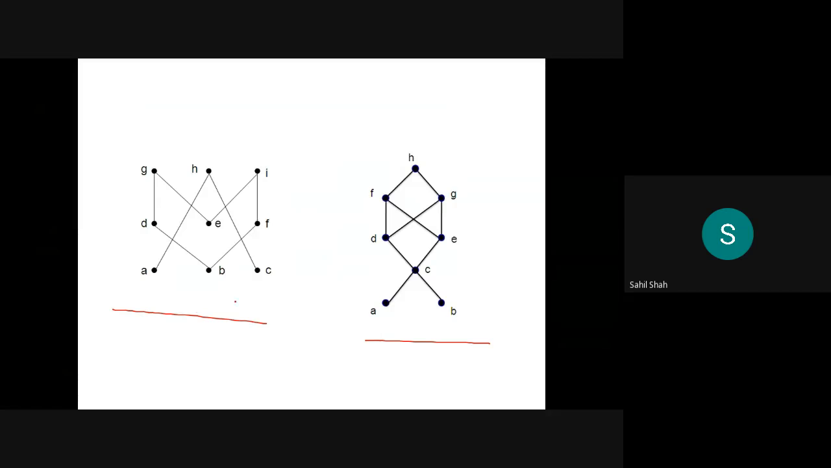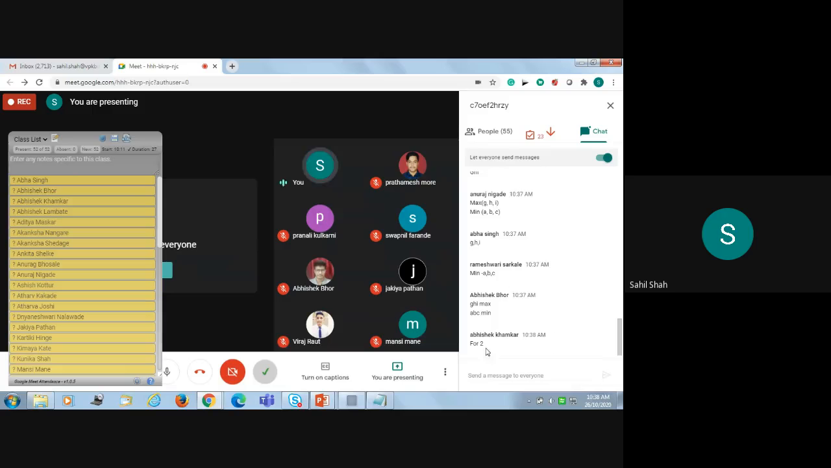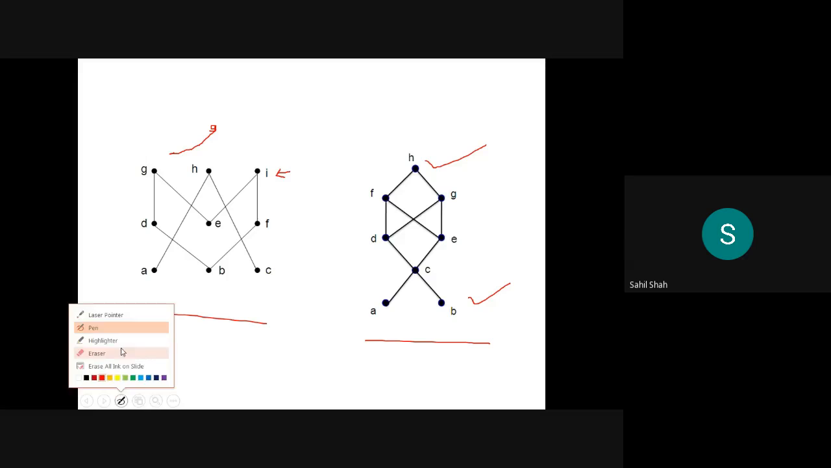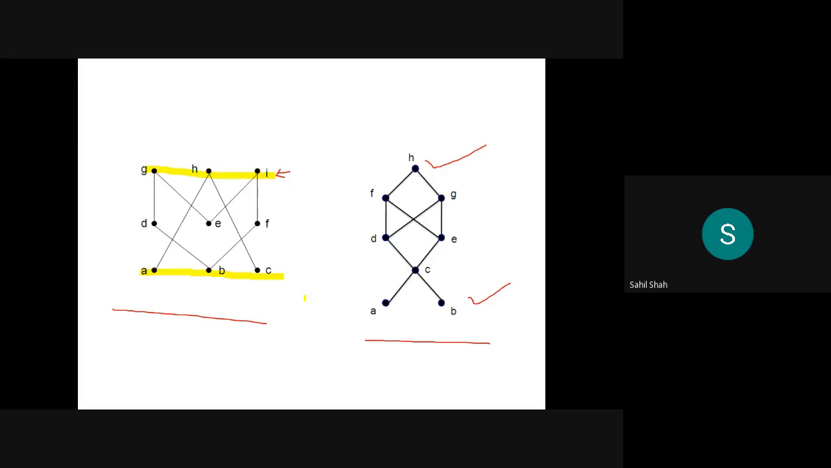I am asking for this first. Afterwards we will go for this. I know that for the second, H is maximal and minimal is A, B. Perfectly fine for 2. Fine. For this first example, G, H, I are lying on the same level and there is no other element present above these. So obviously we will be able to identify G, H, I as maximal elements, and A, B, C, which are lying down, are known as minimal elements.